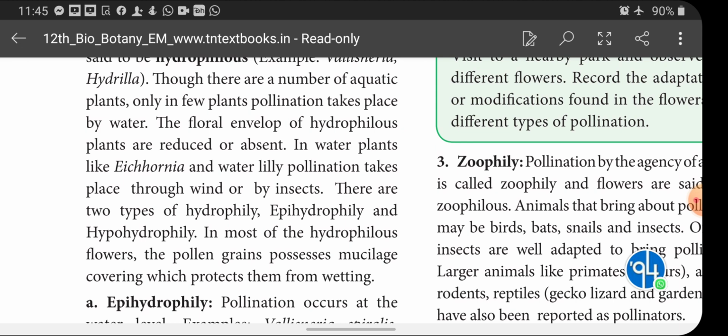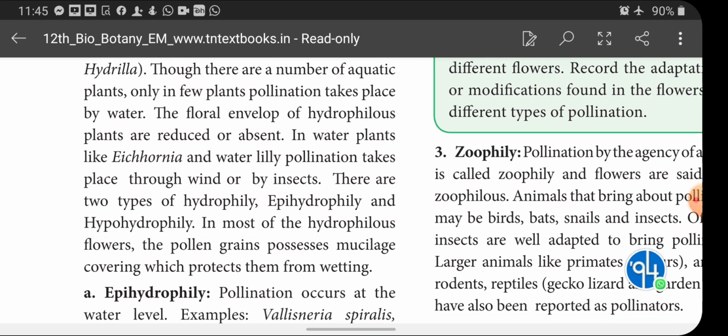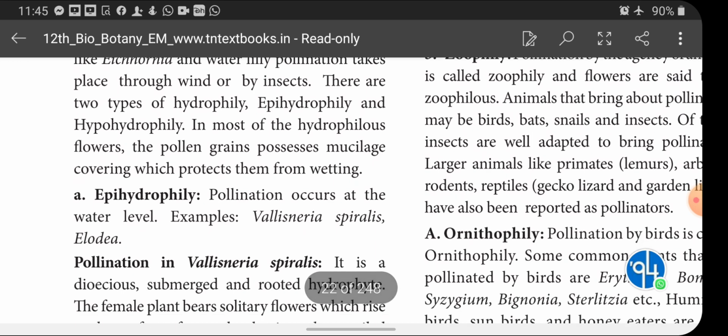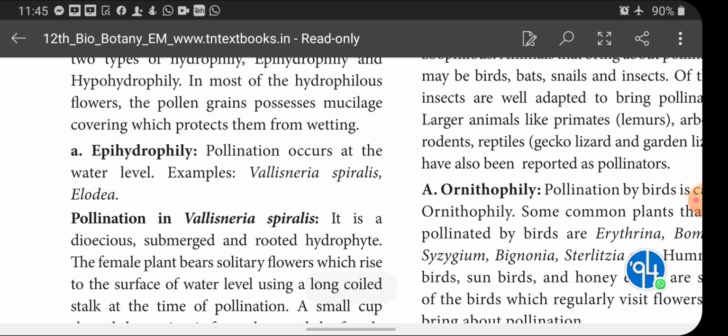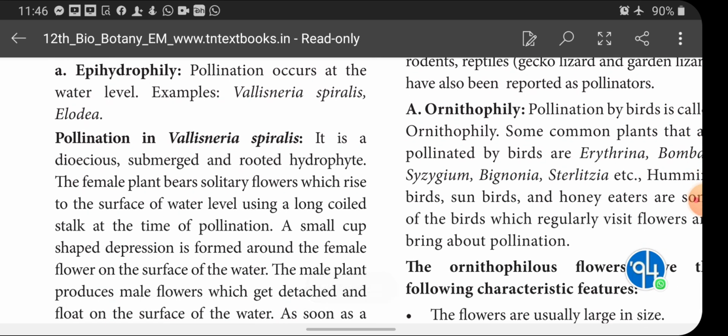There are two types of hydrophily: epihydrophily and hypohydrophily. In most hydrophilous flowers, the pollen grains possess a mucilage covering which protects them from wetting. In epihydrophily, pollination occurs at the water level. Examples: Vallisneria spiralis, Elodea. So this is called epihydrophily: pollination occurs at the water level. It is a type of hydrophily. And we will see pollination in Vallisneria as an example.